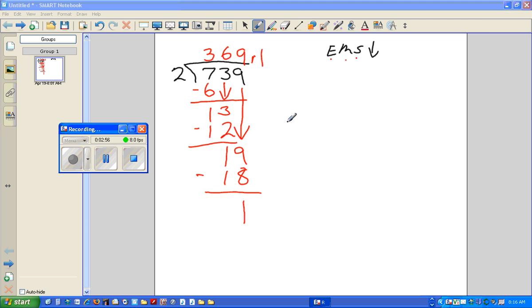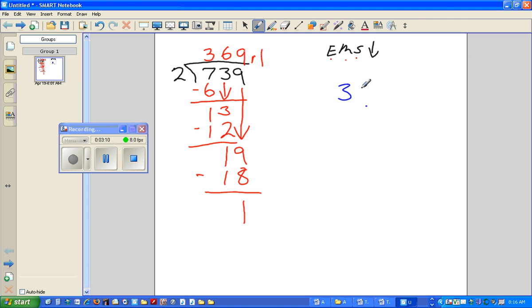Okay, now that we've figured out what we think is our answer, Paul, how can we check our answer using multiplying and adding? We times 2 times 369, and we plus our remainder. Okay, so we take our answer of 369, and we multiply that by 2, and then we add what? 1. We add our remainder of 1, and what should that equal? 739. It should equal this number here. So let's give that a try.